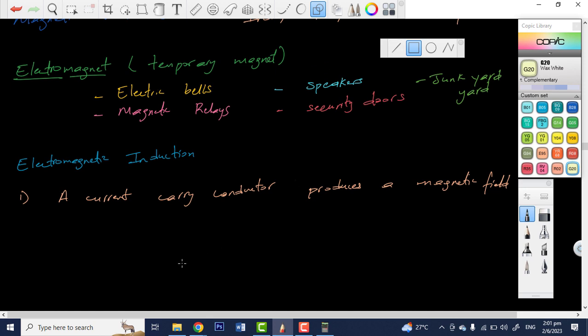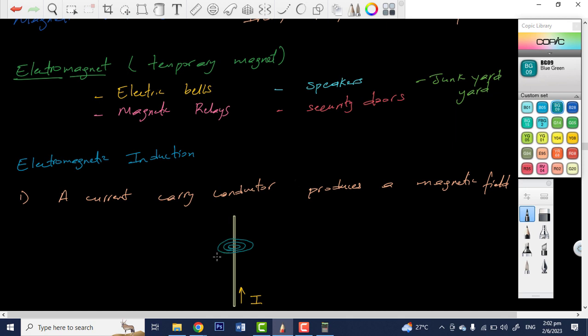Now that magnetic field, let me see if I can draw something here. Let me just do it vertical. So we have a conductor right here carrying a current. This is a wire carrying a current, let's say going up like that. So this is a current I. Now this conductor carrying a current will produce a magnetic field in the form of concentric circles, so circles like that.